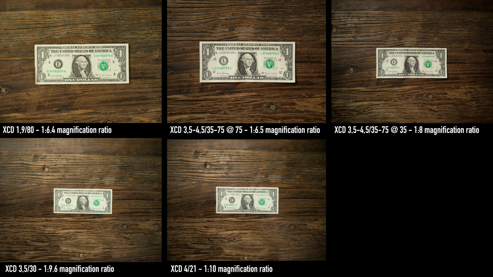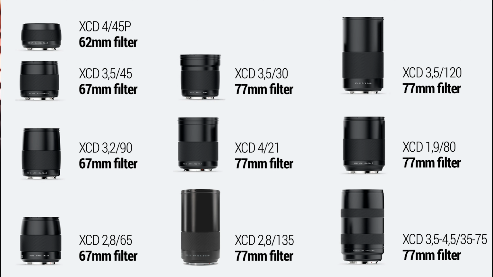When it comes to filter diameter, if you require filters, you can see you'll be investing in mostly two sizes, 67mm and 77mm. Only the 45p, with its 62mm filter thread, is the black sheep when it comes to filter sizes. So those are some side-by-sides. Now let's get to the best part. I want to go through each lens and show you samples.